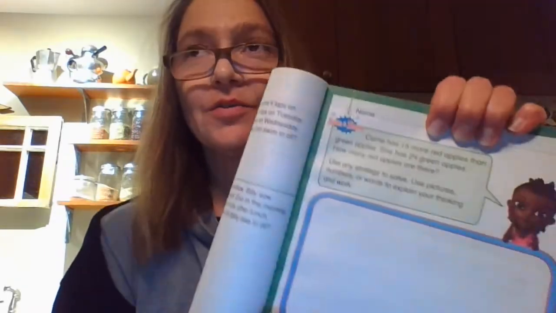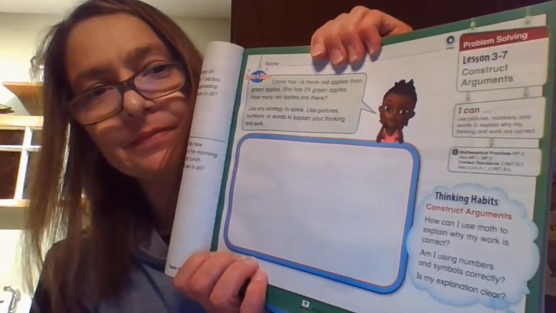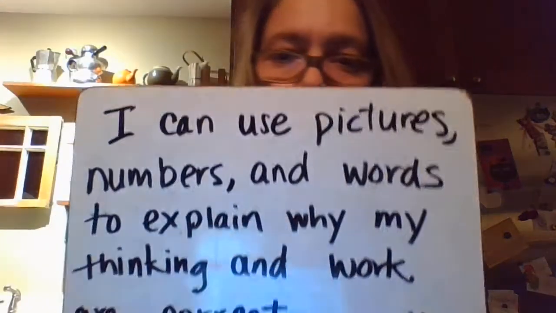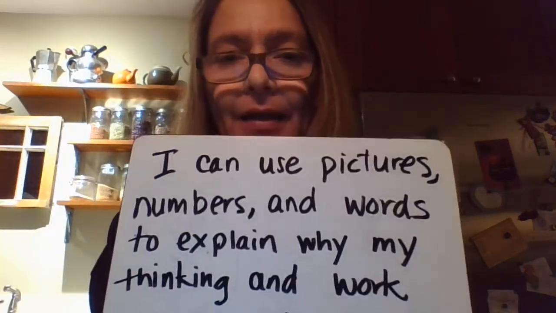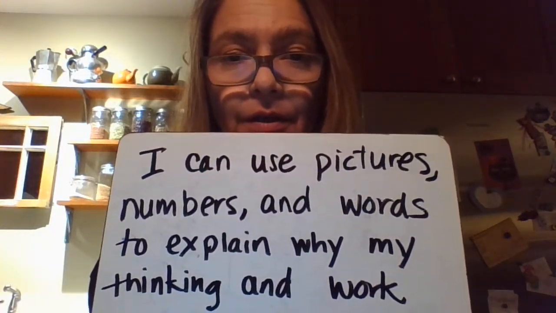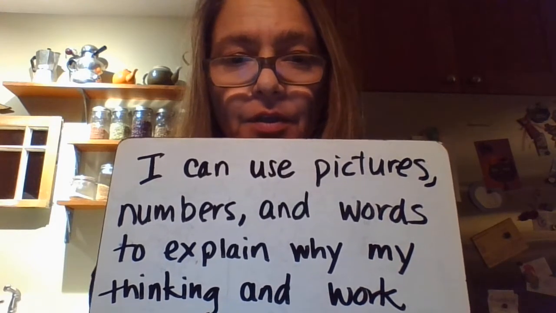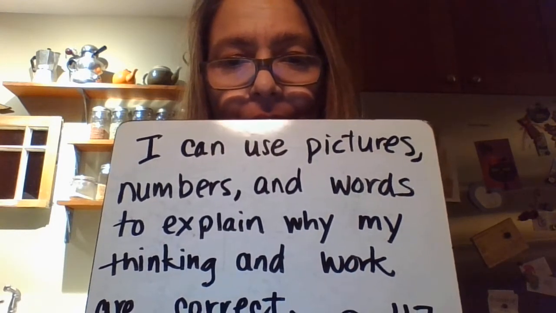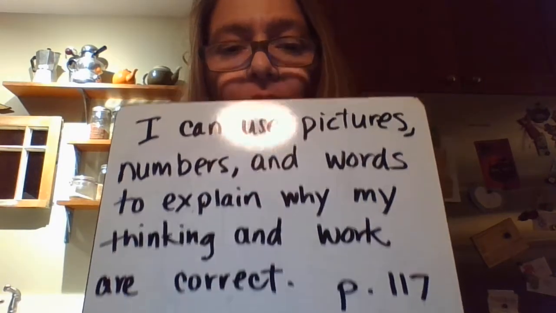And today we are on lesson 3-7 in your Envision workbook. And it looks like this. It is page 117. Okay, and there's a solve and share. And this is the last lesson in the unit. And this unit is about problem solving. And I wrote the I can statement here. And let's read it together. I can use pictures, numbers, and words to explain why my thinking and work are correct.